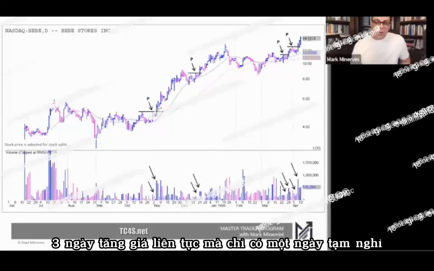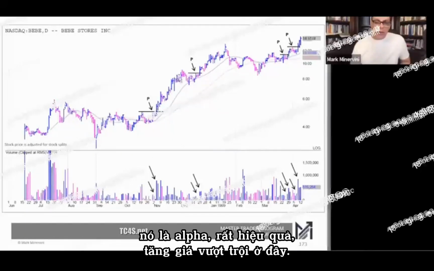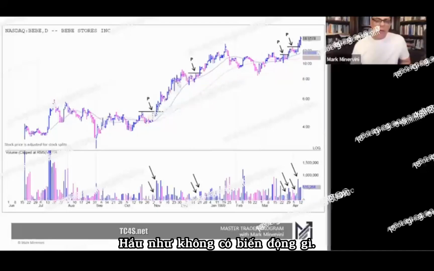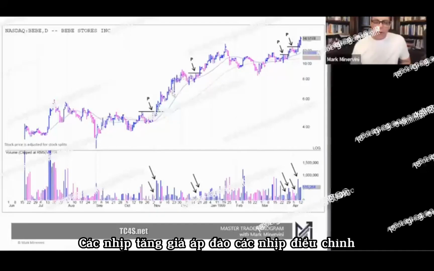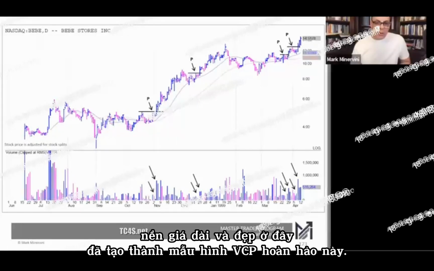1, 2, pauses for a day, 3 days up, and it's very efficient. Just all alpha here. There's almost no volatility whatsoever. The upside far outweighs any downside or pullbacks. But you had to go through this nice long base here and form this perfect VCP.